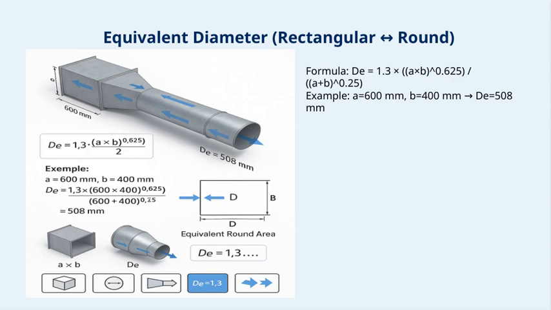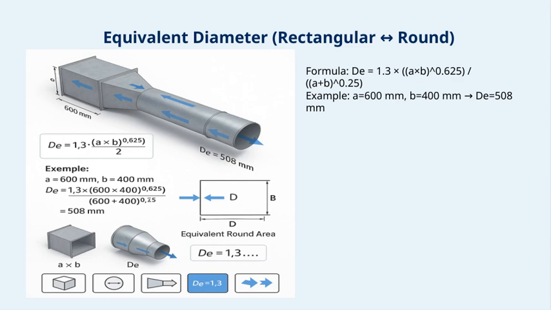For example, if we have a rectangle with a length of 600 millimeters and a width of 400 millimeters, plugging those values into the formula gives us an equivalent diameter of approximately 508 millimeters. Understanding this conversion is important because it allows us to compare different shapes in a consistent way, especially when designing or analyzing systems where flow behavior is critical.